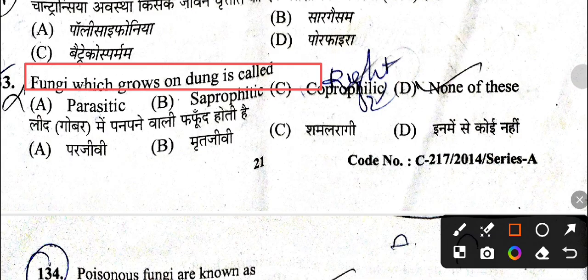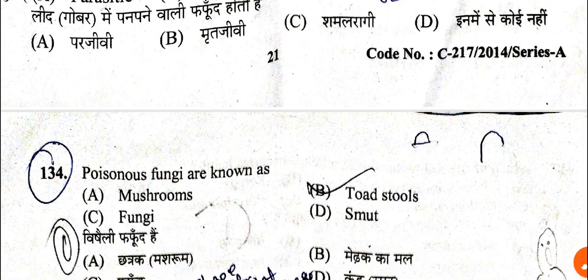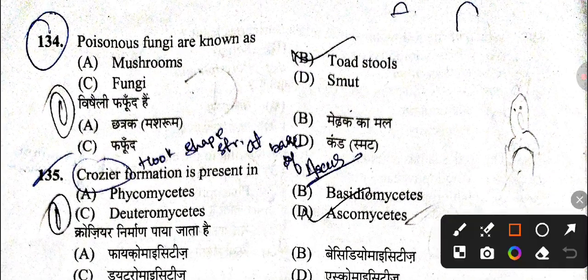Next, poisonous fungi are called toadstool. Option B is the right answer. Crozier formation is found in Ascomycetes.